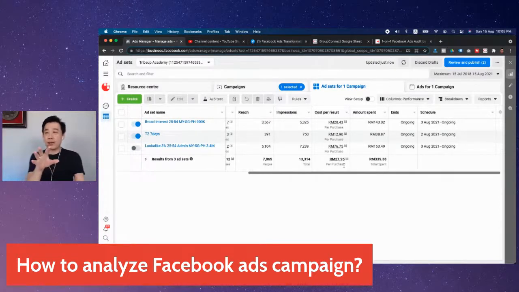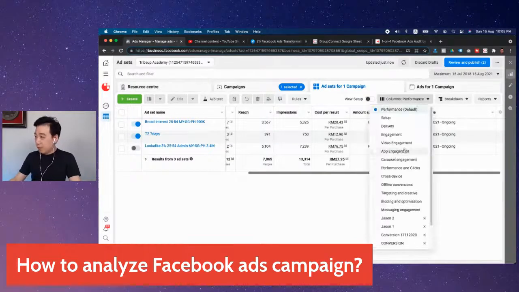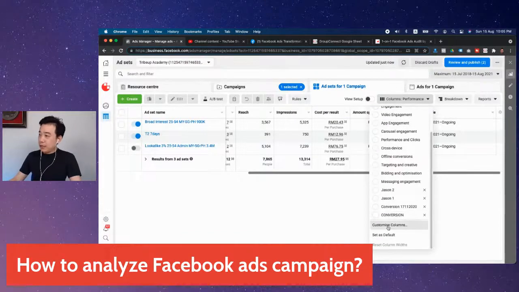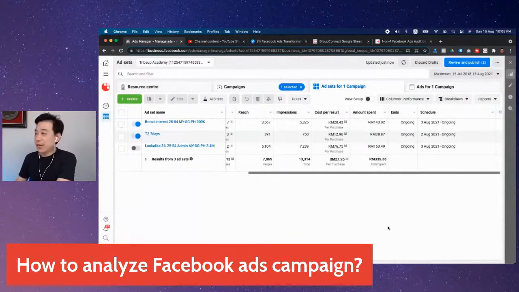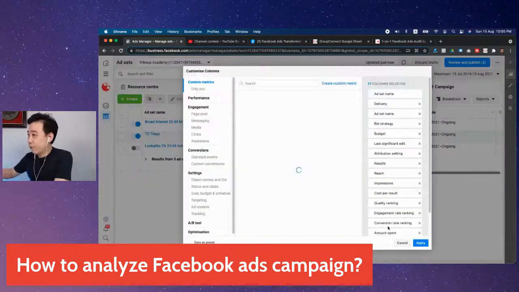See, here's what I want to give you an idea. When you see your cost comes up, the first thing you want to look into is the CPM. Now, how do we bring up some of the numbers? You come in here, click on these columns, performance, you go all the way down, then you're able to get these customized columns.